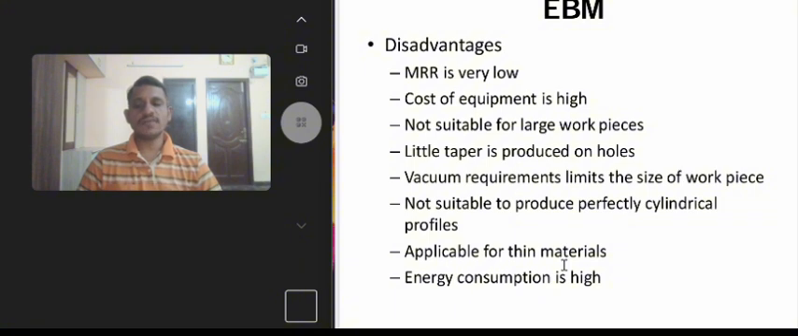Vacuum requirements limit the size of workpiece. It is applicable only for thin materials. At the spot where the electron beam strikes the material, a small amount of recasting and metal splashing can occur on the surface. It has to be removed afterwards by abrasive cleaning. It is not suitable for producing perfectly cylindrical deep holes.